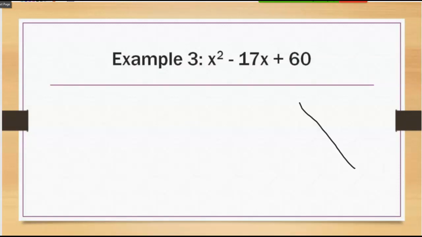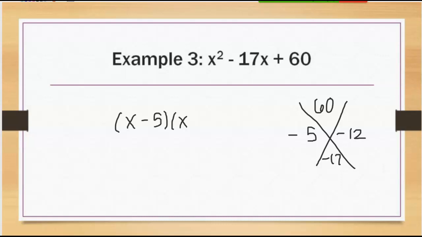Example number 3: positive 60, negative 17. So both need to be negative. So our two negative numbers are 5 and 12. So in factored form, we have x minus 5, x minus 12.